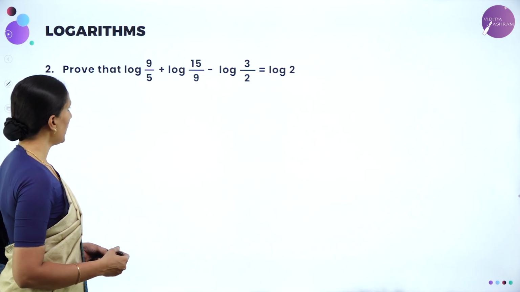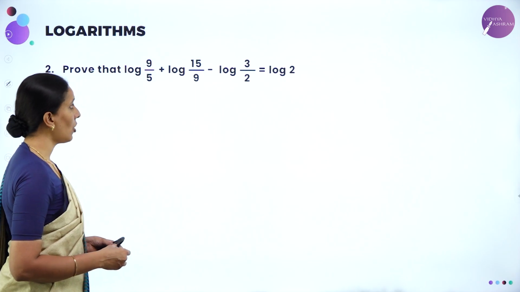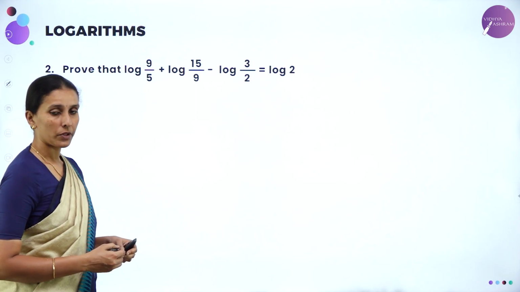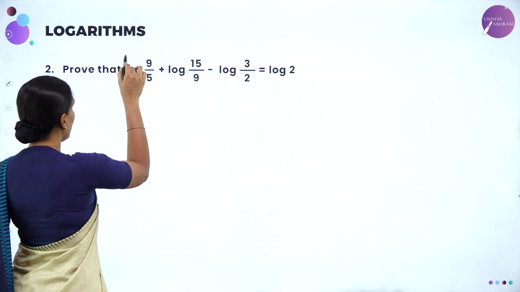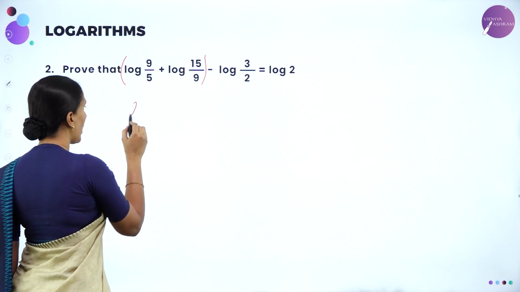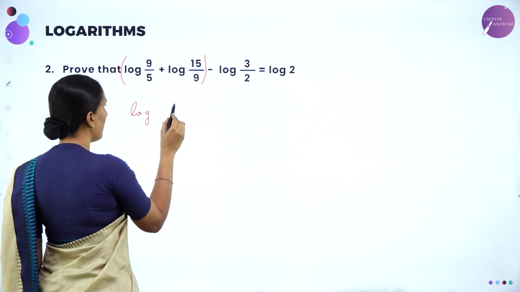Next, prove that log 9 by 5 plus log 15 by 9 minus log 3 by 2 is equal to log 2. Now here, in the first case, this is in the form of log m plus log n, which can be written as log of m into n.